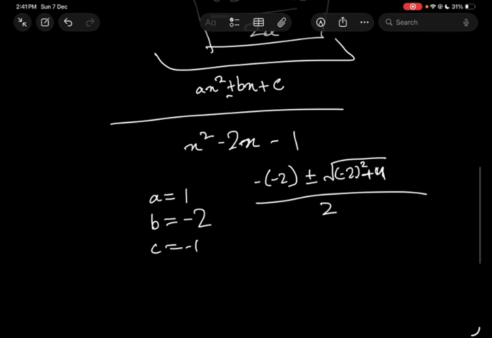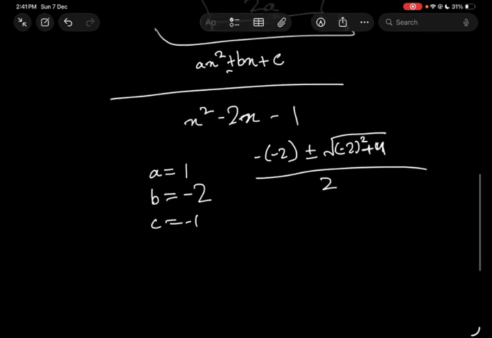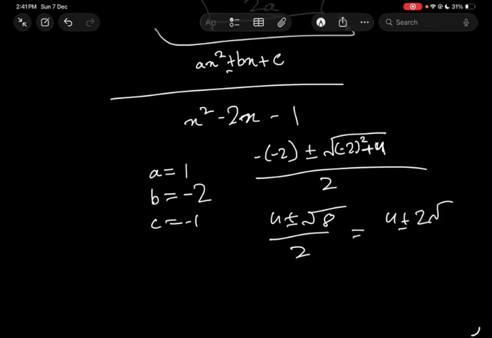Now, we solve this and we get 4 plus minus root of 8 over 2, which is 4 plus minus 2 root 2 over 2. Cancel out 2 and we get 2 plus minus root 2.